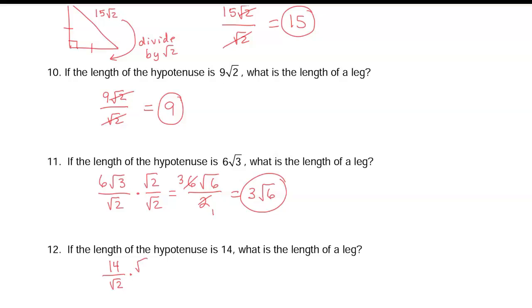So multiply top and bottom by root 2. The top, I'll have 14 root 2, and on the bottom, I'll have a 2. The 2 on the bottom cancels with the 14 on the top. 2 goes into 2 once, 2 goes into 14 7 times. So the length of the leg is 7 root 2.